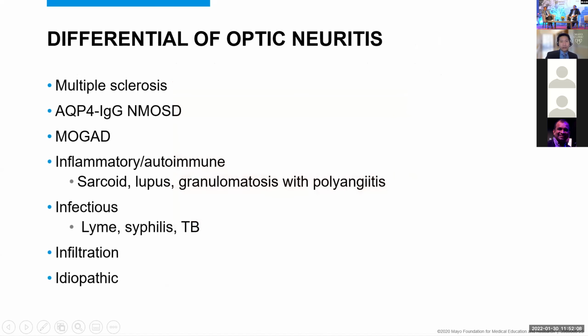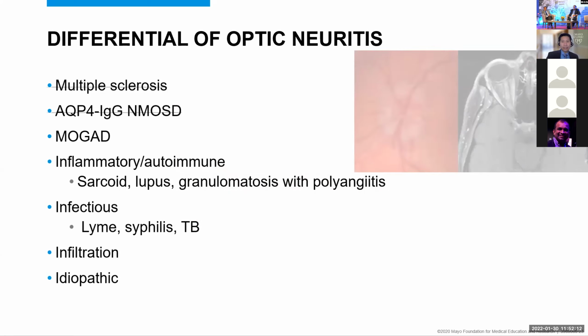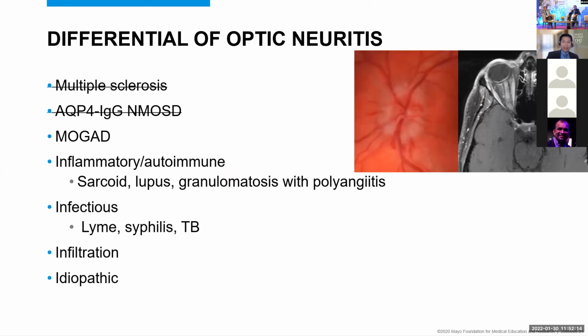So if you look at your diagnosis of optic neuritis, I have a bunch of diseases listed here. And we talked about MS and NMO, but if you had a patient who actually presented with this amount of disc edema with peripapillary hemorrhages, this amount of enhancement of the optic nerve with perineural enhancement, I would actually say that MS and aquaporin 4 NMO would be much lower in my differential. MOG antibody-associated disease, MOGAD, would go right to the top.